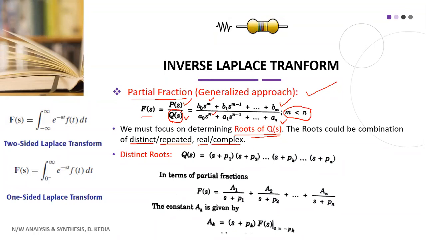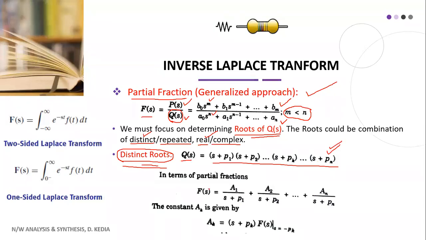Let us first take the case of distinct roots, meaning the roots that we find by factorizing Q(s) are all different, and they are real also. So we are taking the case distinct and real. We can assume that Q(s) is equal to (s plus p1) into (s plus p2) and so on up to (s plus pn). Since it is an nth order equation, there will be n roots. This is a very simple concept: we have expressed this polynomial in the form of its factors, or its roots.